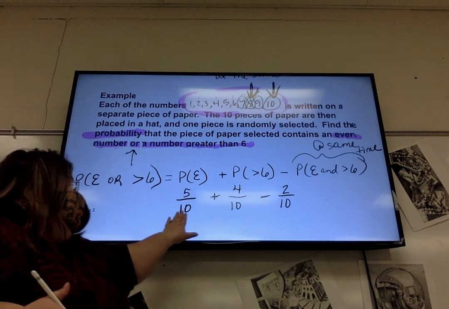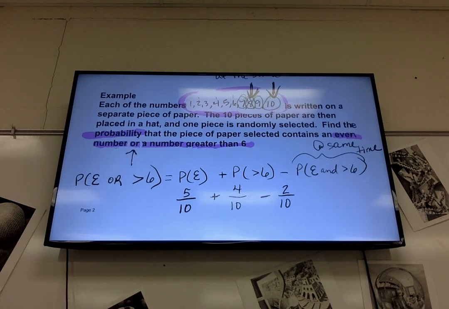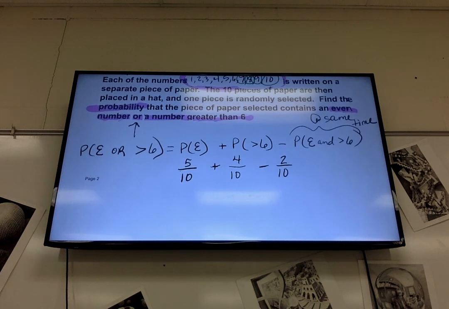Now, since they all have the same number on the bottom, that's why we didn't reduce. We just add or subtract, whatever it says, the numbers on the top. So 5 plus 4 is 9. 9 minus 2 is 7. So your answer is 7 over 10. Now it won't reduce, so we're done. So the probability that we pick a number that is even or greater than 6 is 7 out of 10. So it's a pretty good probability. More than half.